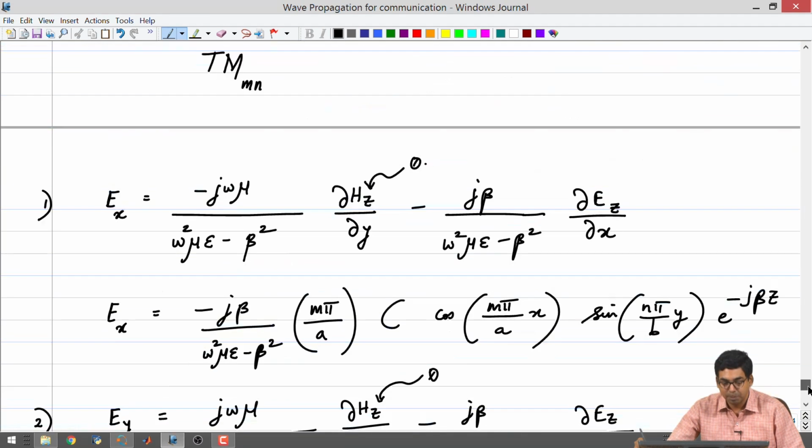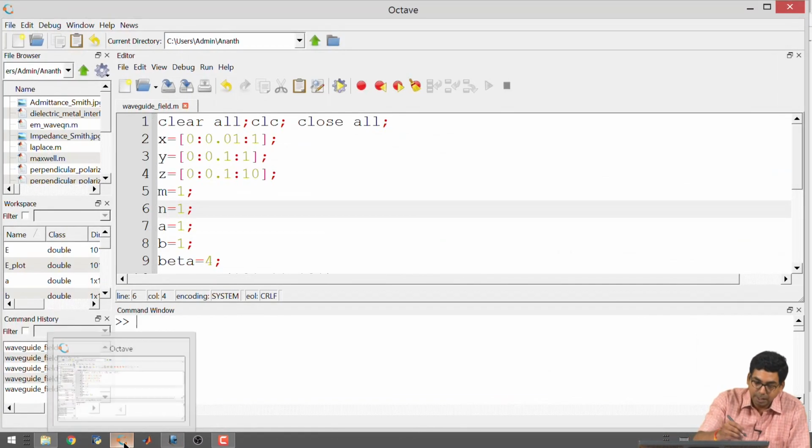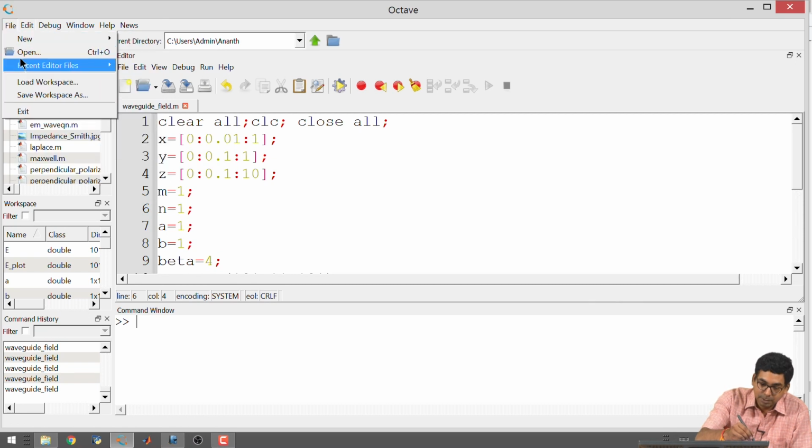We also did some calculations for the program. We wrote a simple program in Octave. I think it should be here, for the perpendicular polarization with an interface.